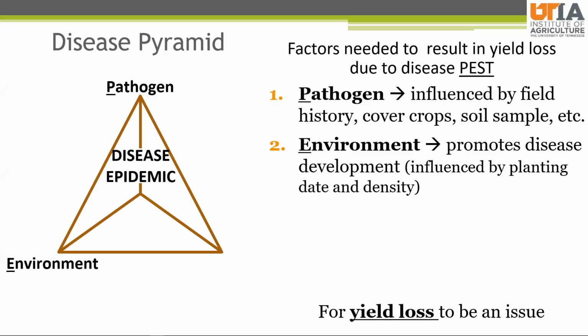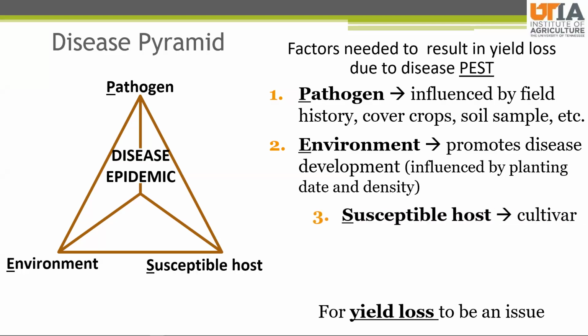And while we can't control the environment, we can influence things like planting date and planting density, that ultimately can still affect disease development, as well as the microclimate that develops later in the season within that planting.